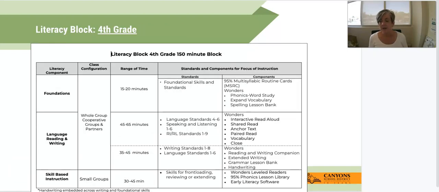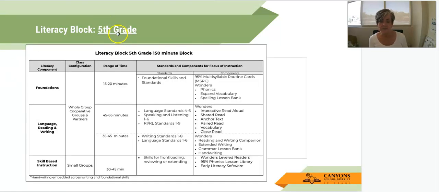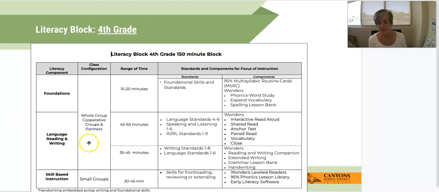So let's talk then about what those components are. Your first component is your literacy block. Both 4th and 5th grade have the same literacy block. So you'll see 4th grades here that you can click on, and you will also see 5th grades that you can also click on. You will notice that these two literacy blocks are identical. So let's look at the 4th grade one.